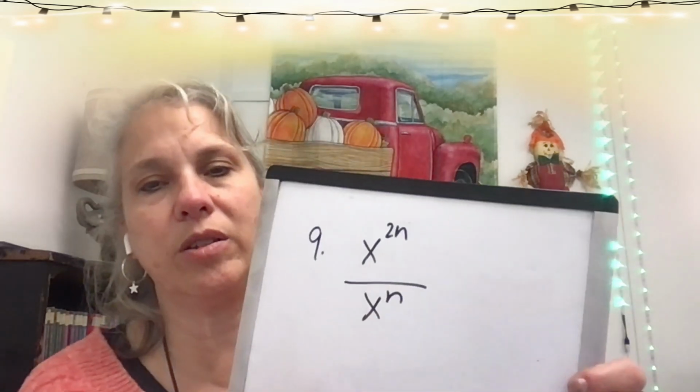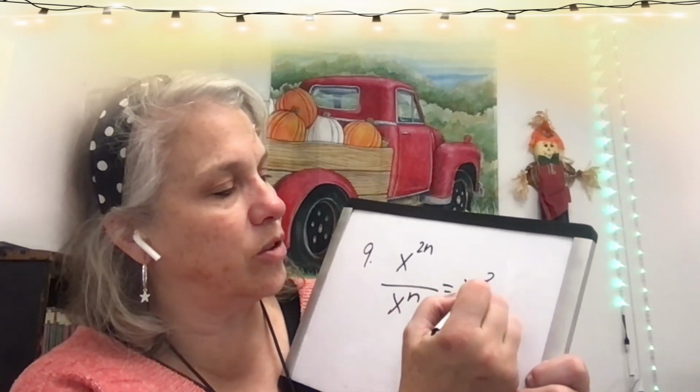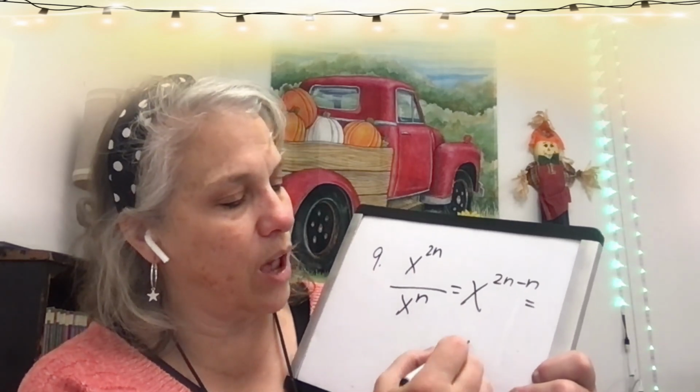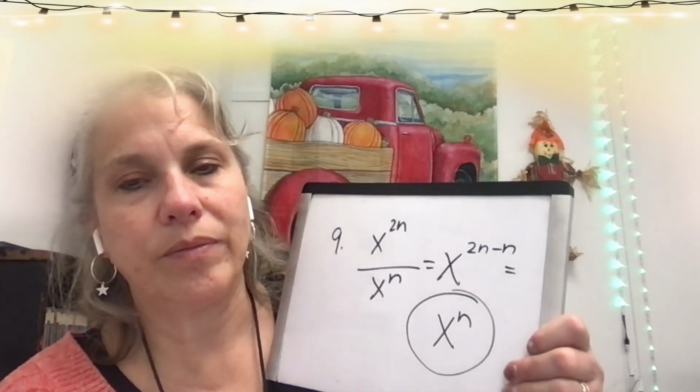Okay, number 7, again, you're going to multiply the coefficients and add the exponents. Now I'm looking at number 9. x to the 2n over x to the n is going to be subtract the exponents: x to the 2n minus n, which is 2n minus n, which would be n. So x to the n. All right, so when you add the exponents, you can treat them just like it's its own little addition problem. If you can combine terms, you combine them. If you can't, you don't.